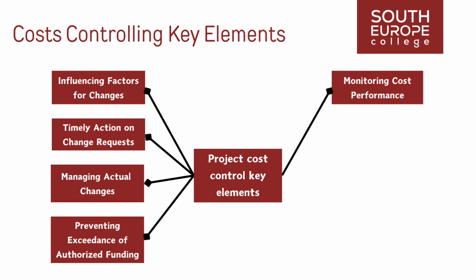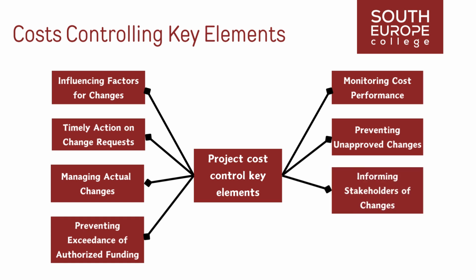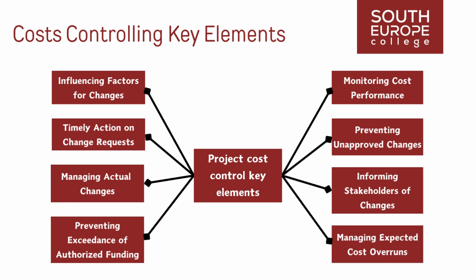Monitoring cost performance: monitoring cost performance to identify and understand variances from the approved cost baseline. Preventing unapproved changes: preventing unapproved changes from being included in reported costs or resource usage. Informing stakeholders of changes: communicating approved changes and associated costs to relevant stakeholders. Managing expected cost overruns: bringing expected cost overruns within acceptable limits.